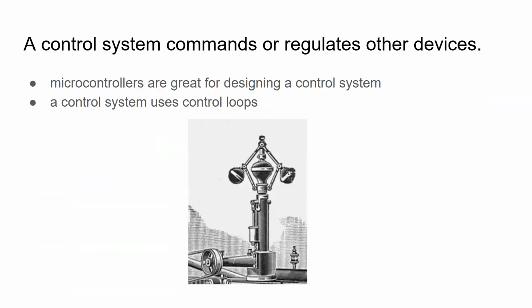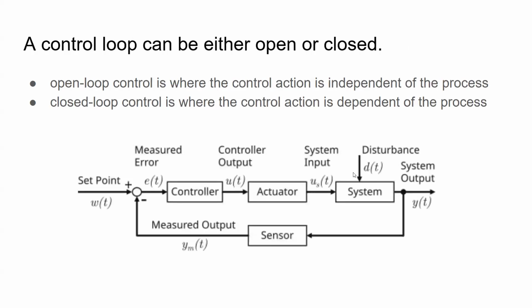Now I want to talk about control systems. A control system commands or regulates other devices. This is the famous James Watt flyball governor, which was used to regulate steam, I believe. It's a very historical example that appears in a lot of textbooks, and you're welcome to read about James Watt and his flyball governor.